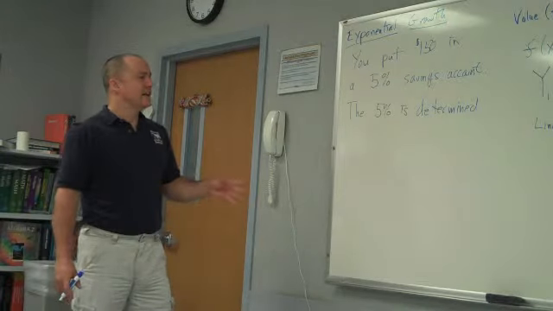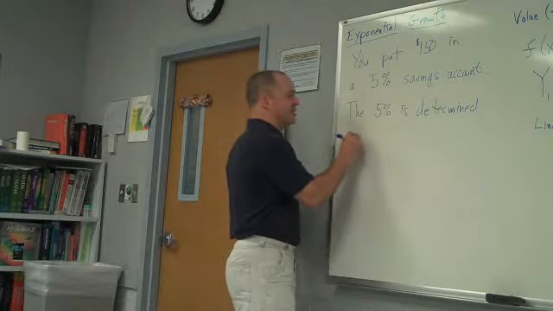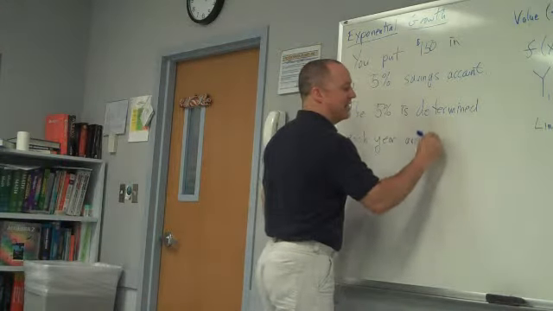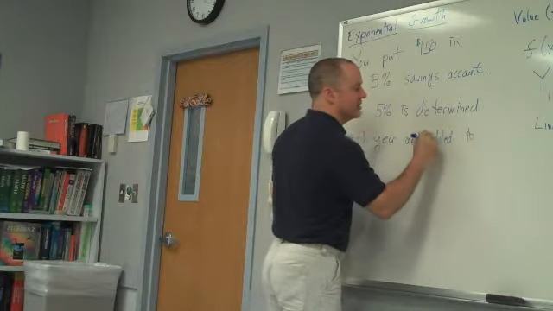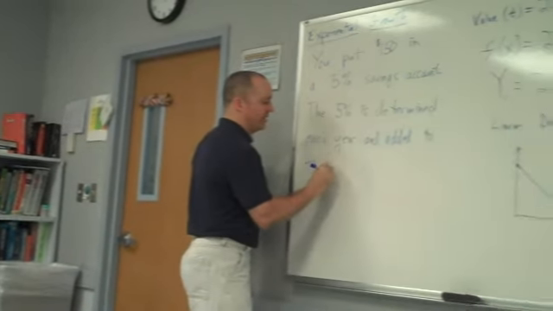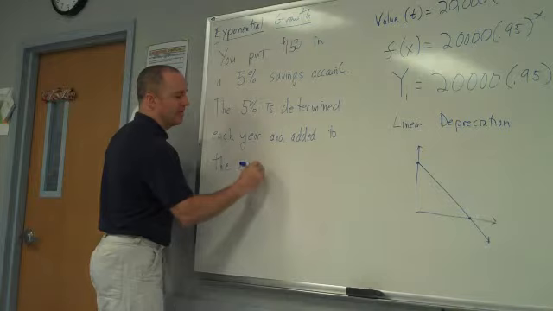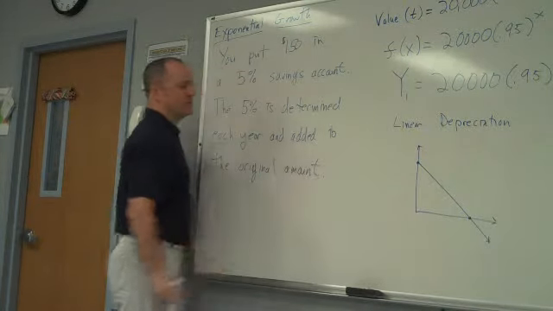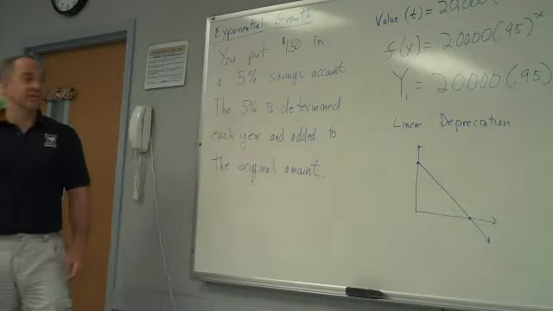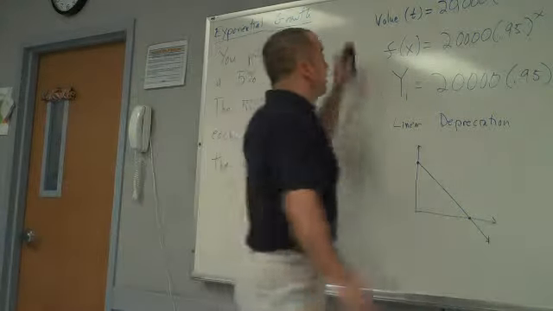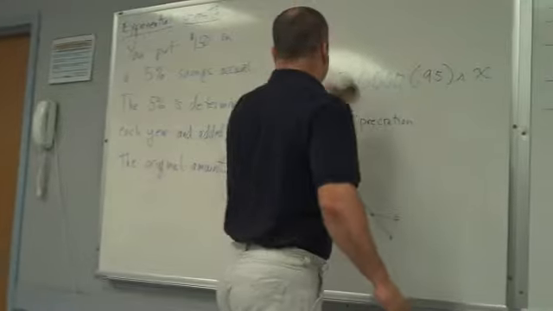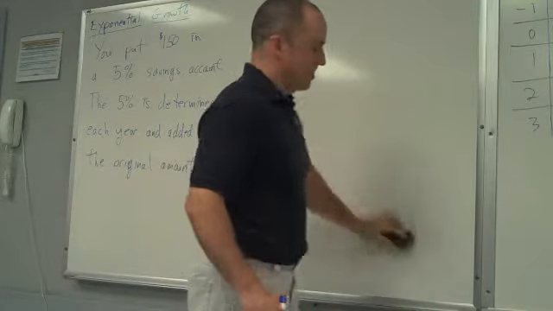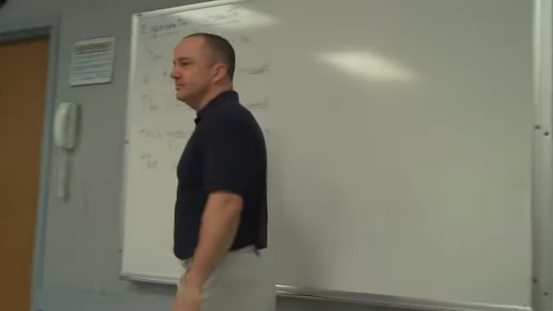Okay, the 5% is determined each year and added to the original amount that's in there. Now we're going to assume you don't deduct anything because then nice neat math equations no longer model the situation. Although deductions would be more accurate to real life.